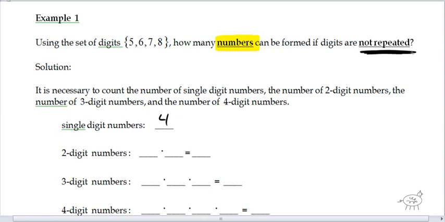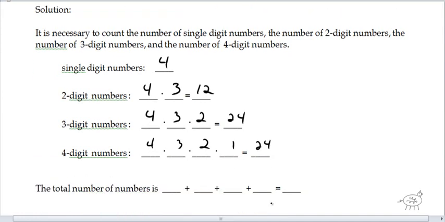How many 2-digit numbers? For the first digit, there are 4 possibilities. I use one of them, so I have 3 left. We use the word "and" here, so I multiply these together and get 12. For a 3-digit number, it's the same thing: I've got 4 to start with, I use 1, I've got 3, I use another, I've got 2, so I multiply and get 24. For a 4-digit number, you have 4, then 3, then 2, then only 1 left at the end, so that's 24 as well.